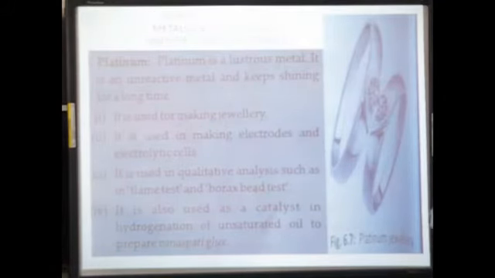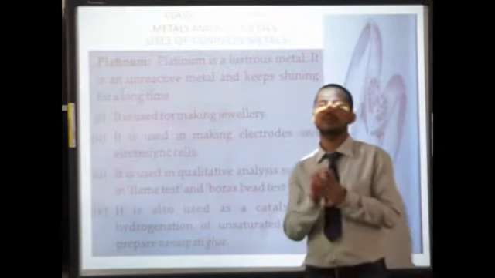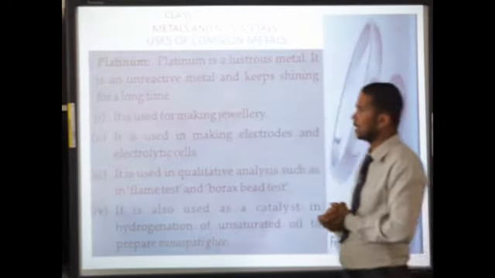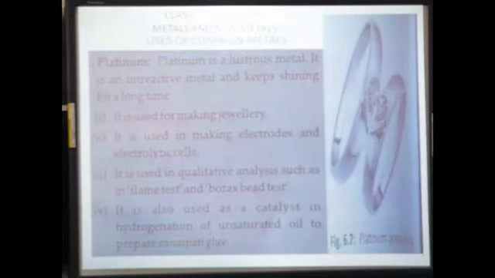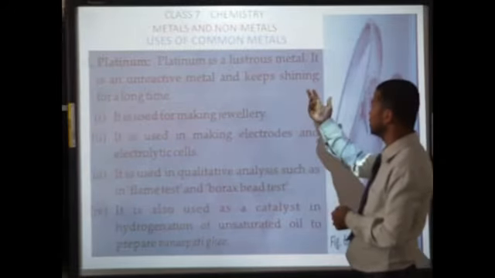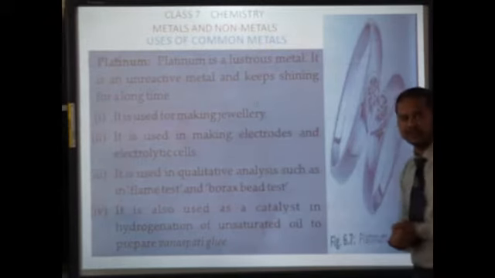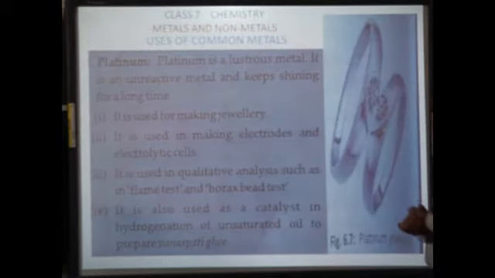Because of this particular nature of platinum, it is used in making jewelry. Since it is a metal, it is lustrous. It is an unreactive metal and keeps shining for a long time. That is why it is used for making jewelry. It is also used in making electrodes and electrolytic cells.